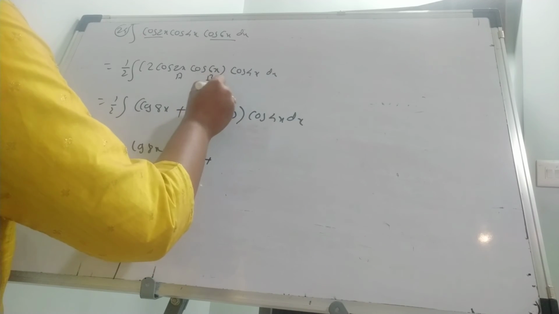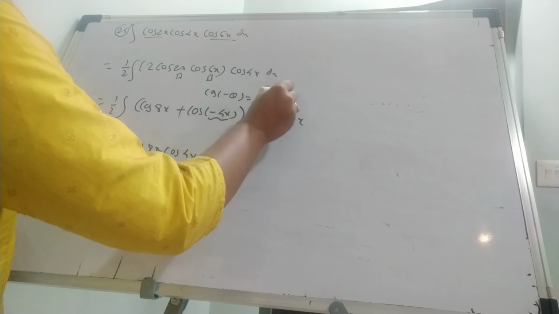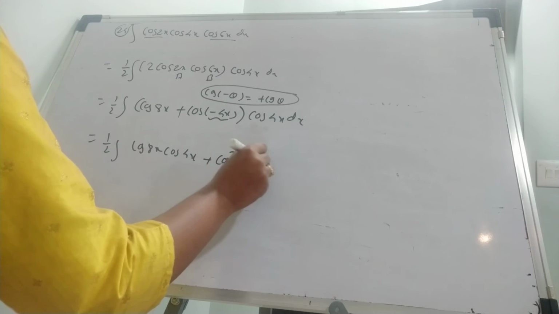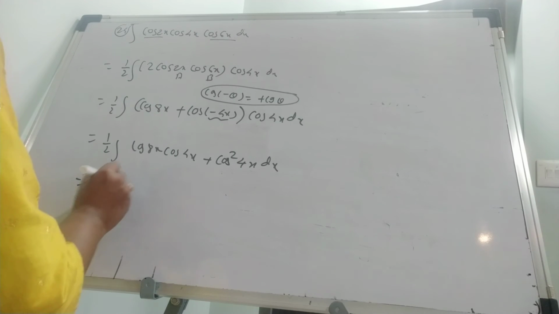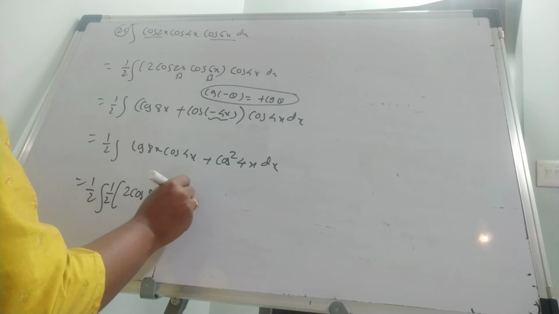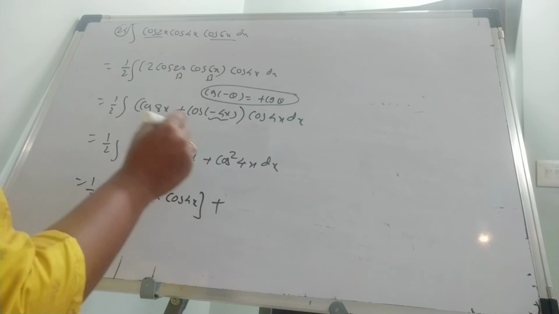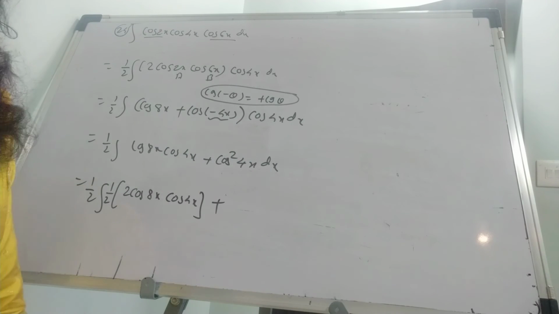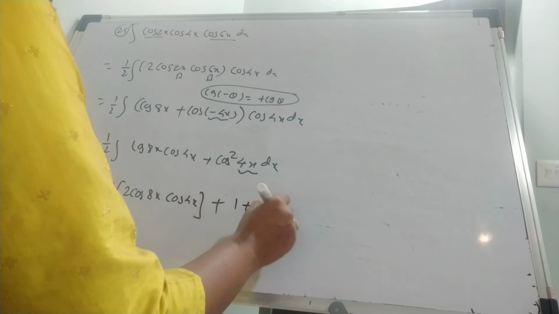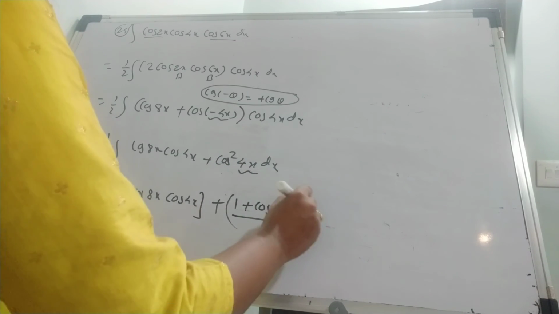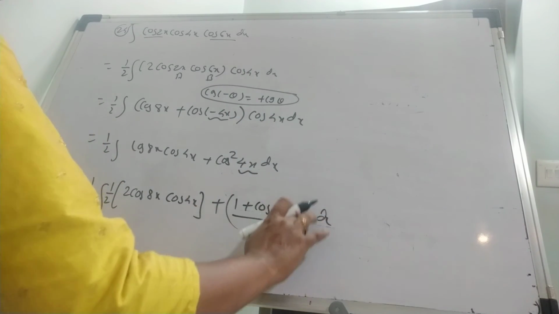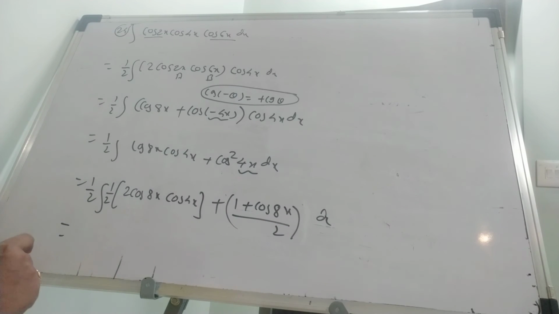Cos of minus theta is always plus cos theta. So using this formula, this is cos of 4x into cos of 4x. This is cos square of 4x. Now, inside integration, again in this case, we will divide by 2, multiplied by 2 for the first term, bracket complete, plus. Now for the second term, cos square theta is 1 plus cos of 2 theta by 2. 1 plus cos of 2 times of 4x, that is 8x by 2 dx.